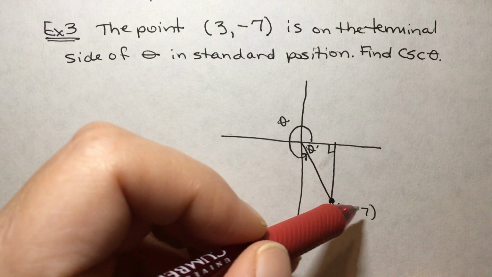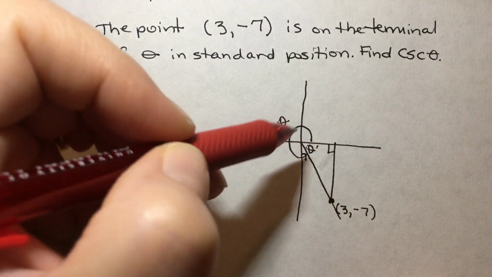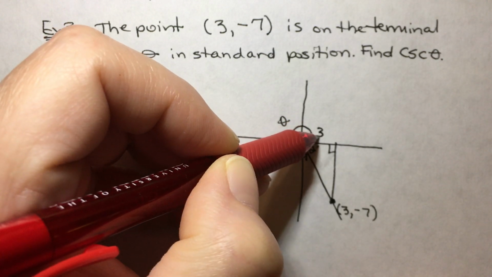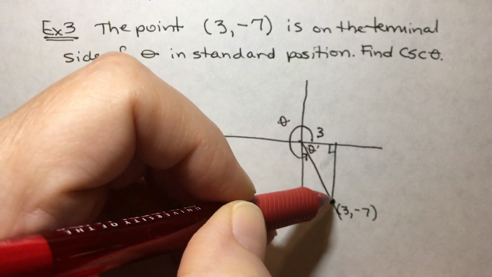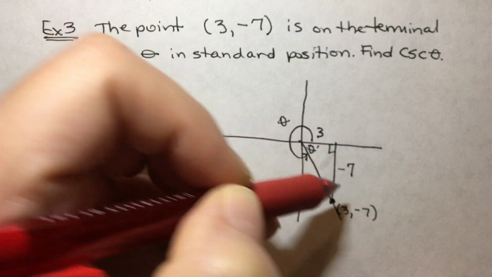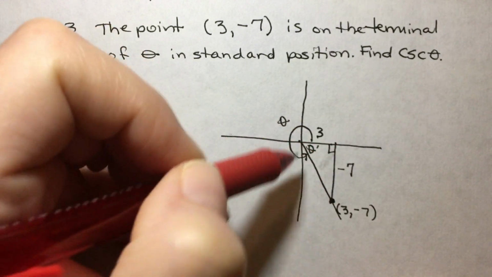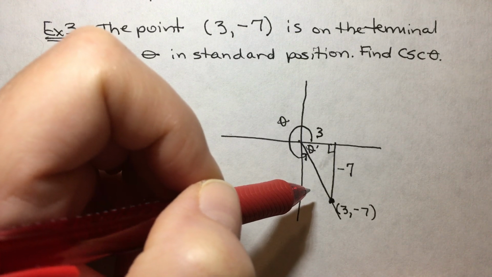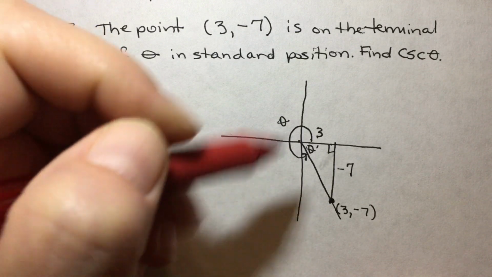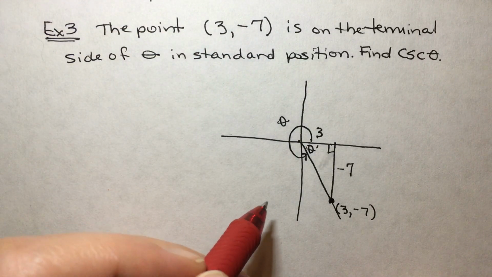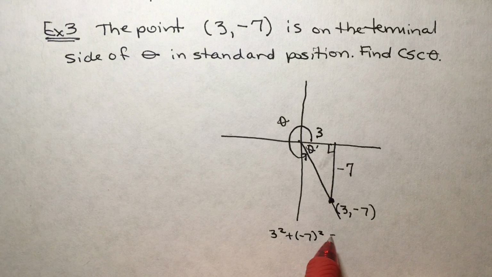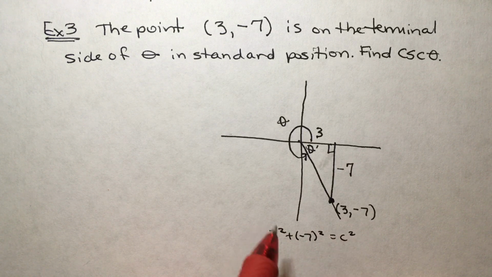3, -7 gives me 2 of the side lengths of this triangle. So from 0, 0, if I go over 3, that's the top side of the triangle. Then down 7, that's the vertical side of the triangle. All I need now is the hypotenuse. This is not a Pythagorean triple, which means I'm going to have to do a little bit of Pythagorean theorem here. So 3 squared plus -7 squared equals some hypotenuse c squared.